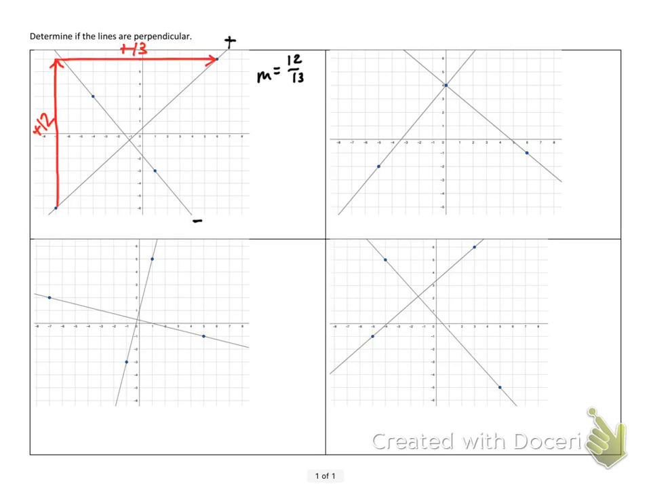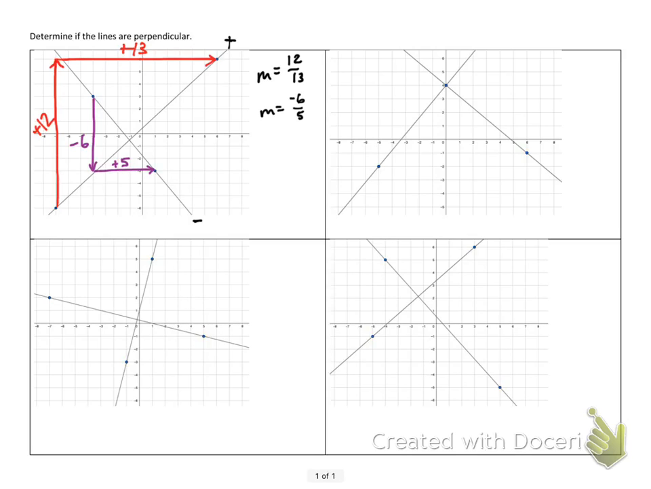Okay, the negative slope. I'm going to start this one by going down. Looks like I'm going down 6. So that's minus 6. And then to the right, I'm going to the right 5. So that's a positive 5. All right, so the other slope I end up with is negative 6 over positive 5.